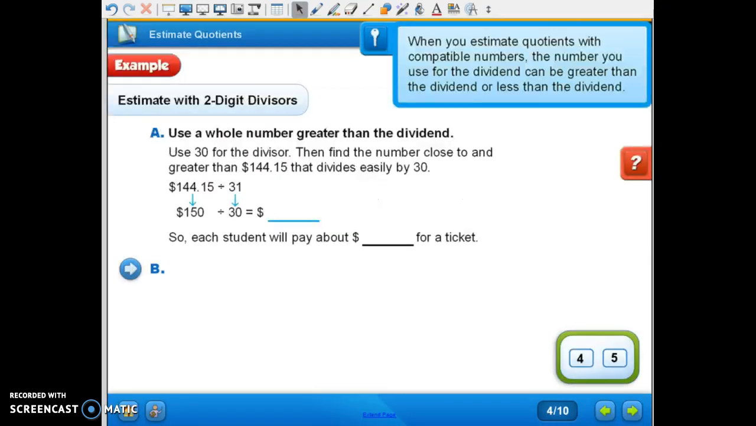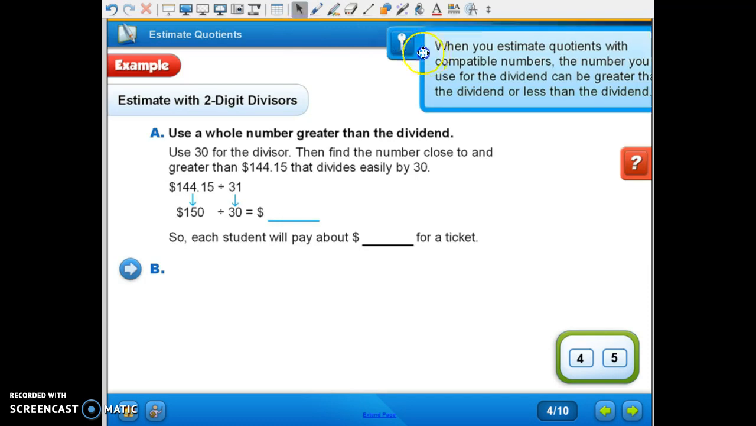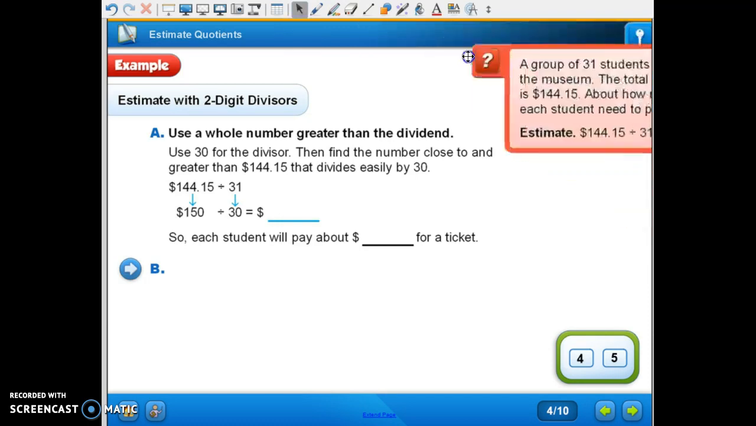Okay, now we move on to page 210. Here's a little help box for you. When you estimate quotients with compatible numbers, the numbers you use for the dividend can be greater than the dividend or less. Just like our 280 was less than 297, and our 320 was greater than our 297.